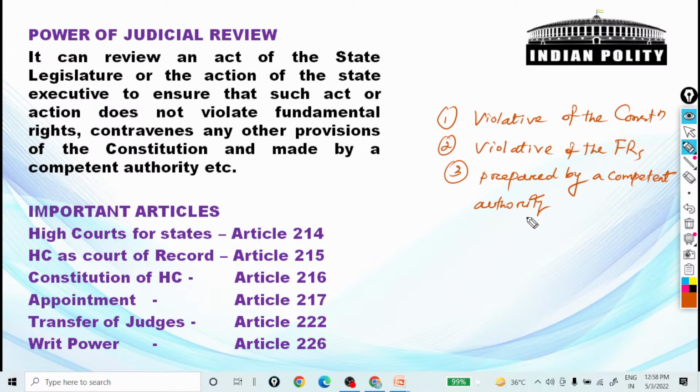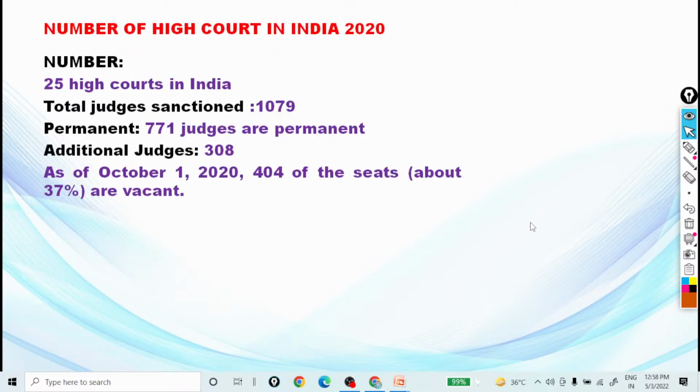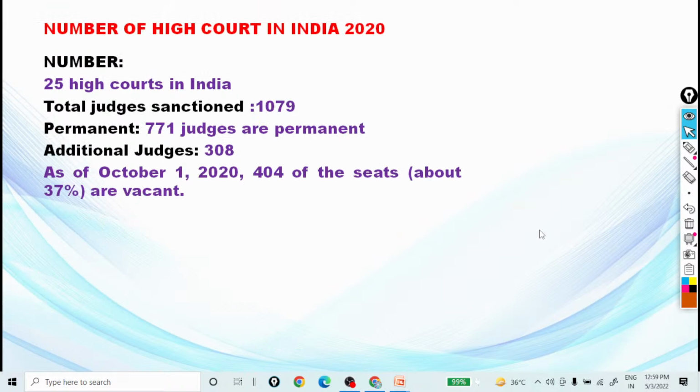Okay, so we have discussed the high courts and their jurisdiction, their powers, their functions. Remember that the high court is the supreme court at the state level. You can see that I have given you the articles we have already discussed, and there are 25 high courts and total judge sanction 1079, permanent 771, additional 308. As of October 2022, 404 seats are lying vacant. You can also get updated in this regard.